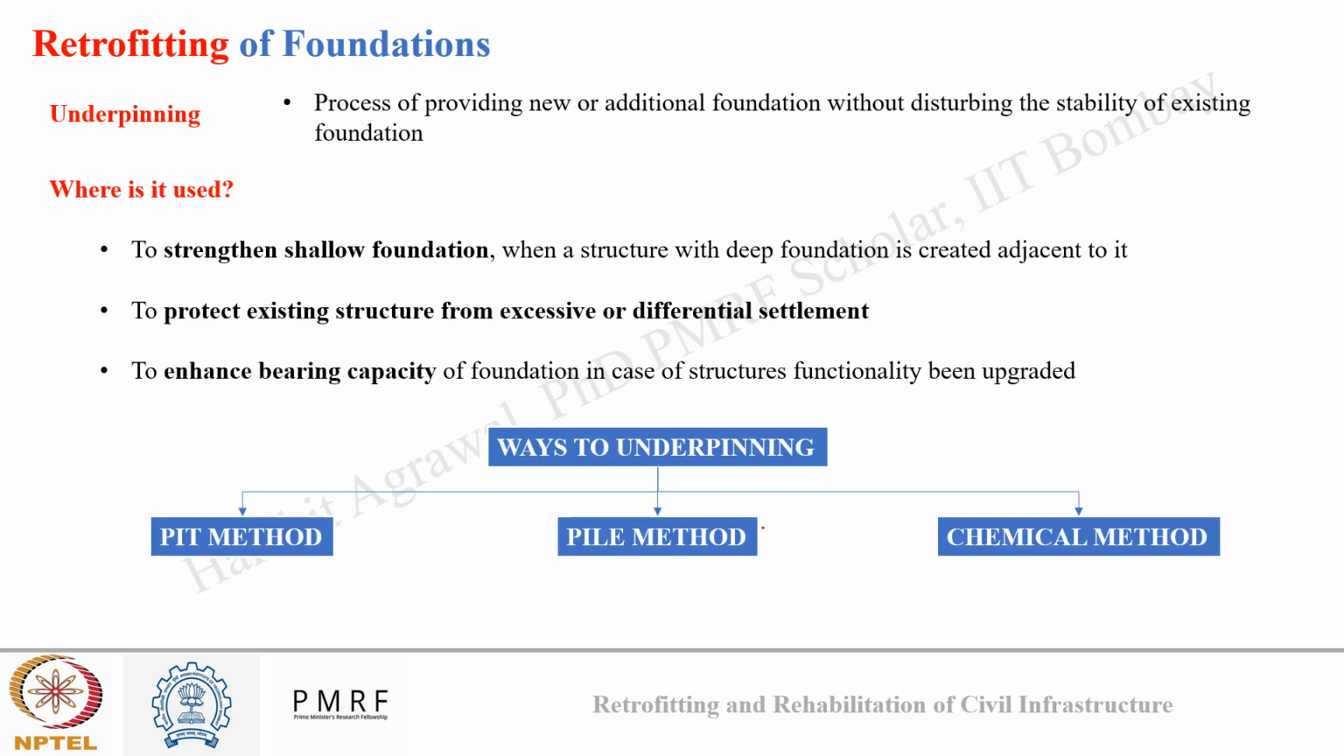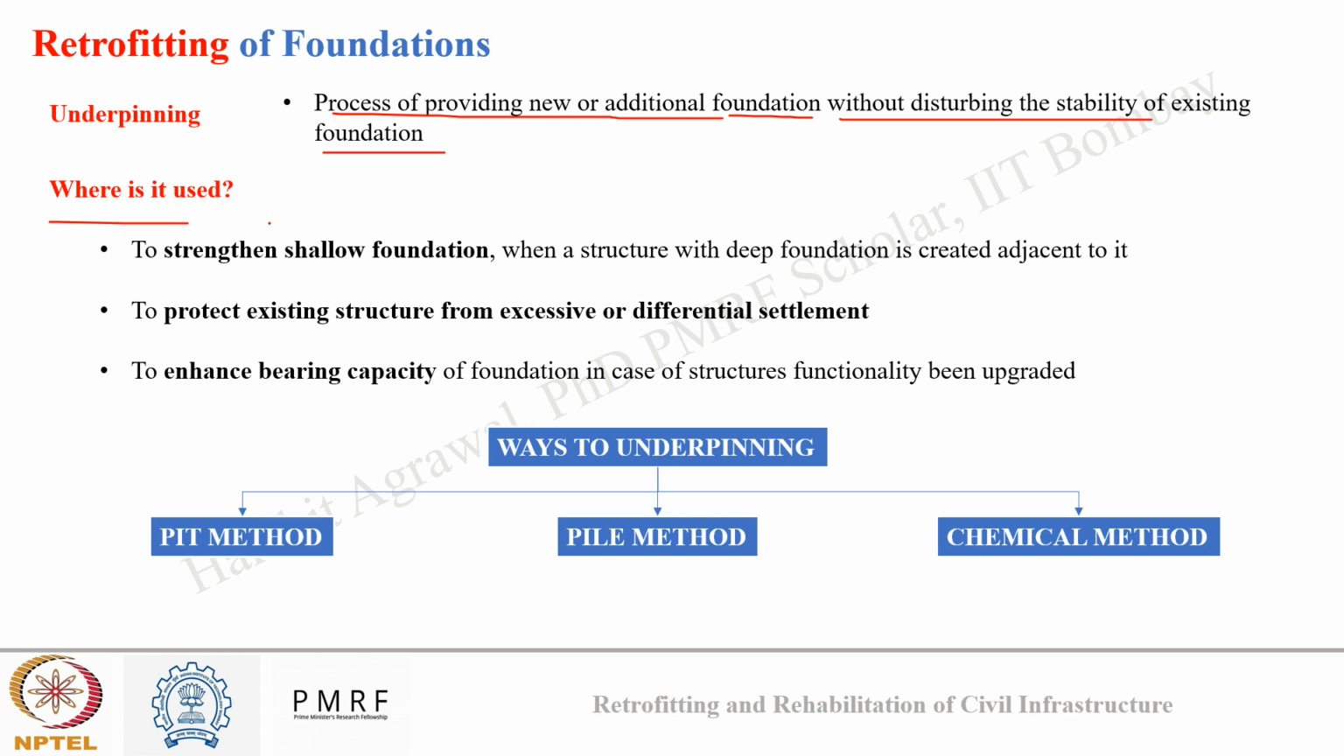The next commonly used method is underpinning. This is a process of providing new or additional foundation without disturbing the stability of the existing foundation. In the first method, what we saw, we are disturbing the old foundation first, and then we are enlarging the area of foundation. But in underpinning, we provide additional foundation without disturbing the existing foundation.